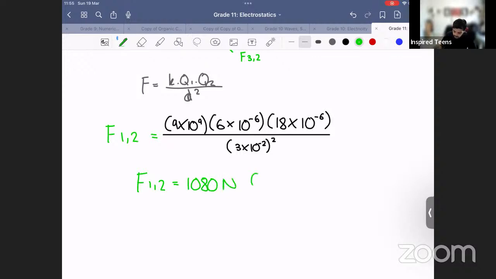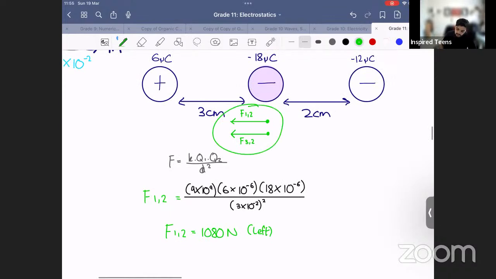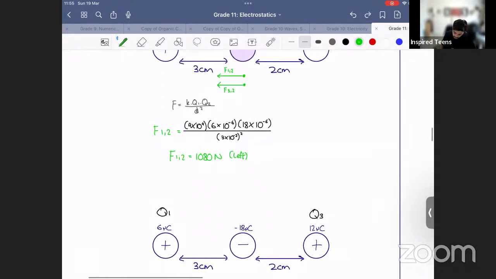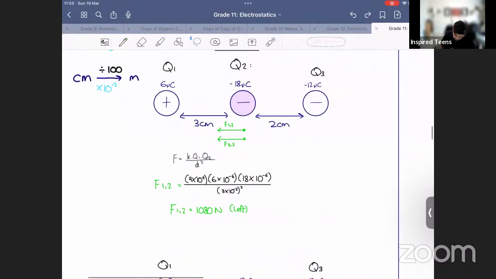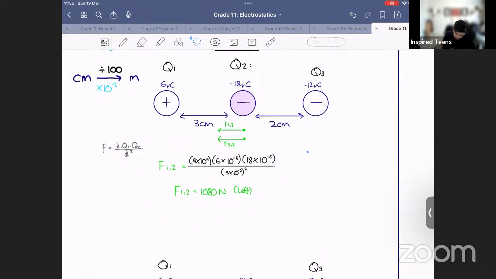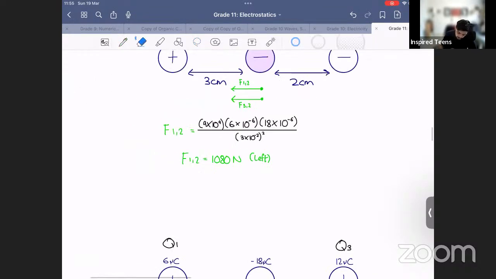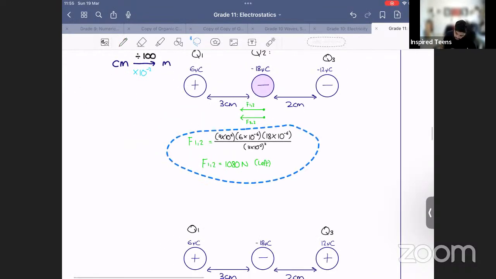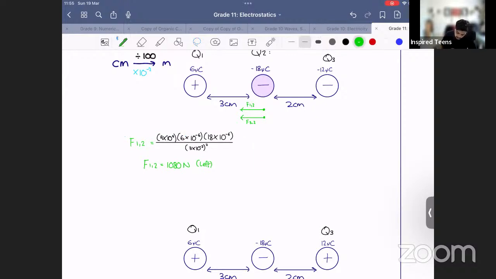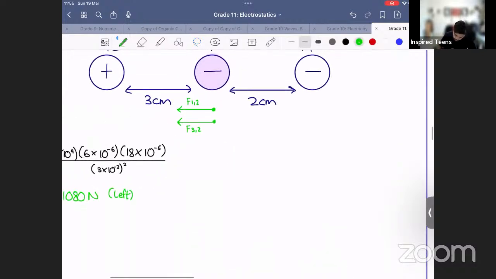So yes, sure, you could say left or right. But also remember, our vectors have done our direction for us already. We know which direction it's in. But you're correct, 1080 to the left. Now, what else do I want to calculate? I want to calculate, let's get rid of this, F by 3 on 2.